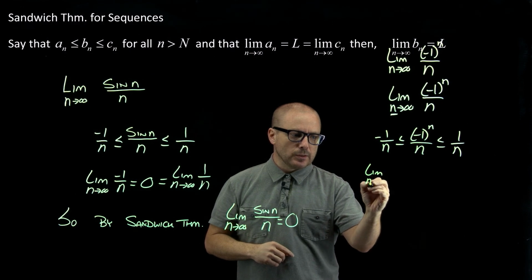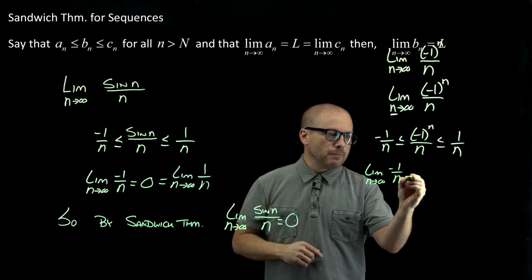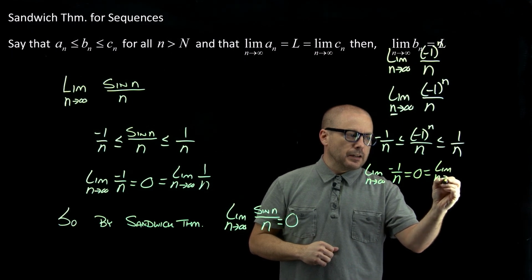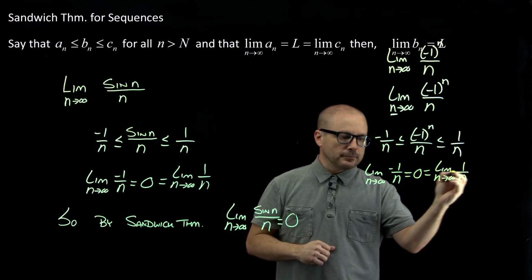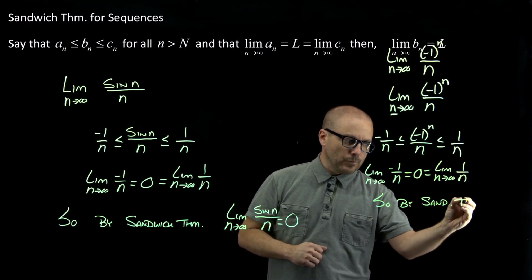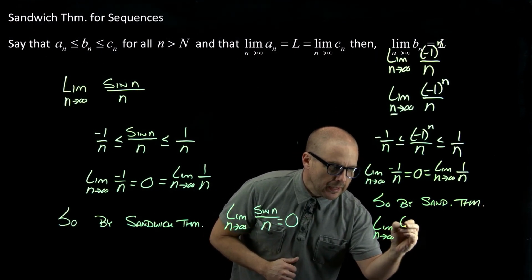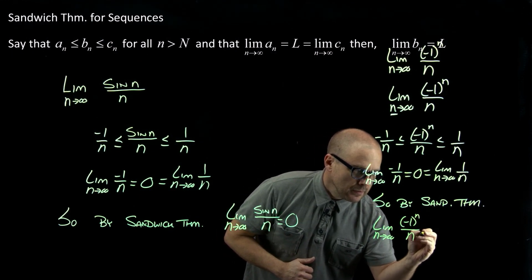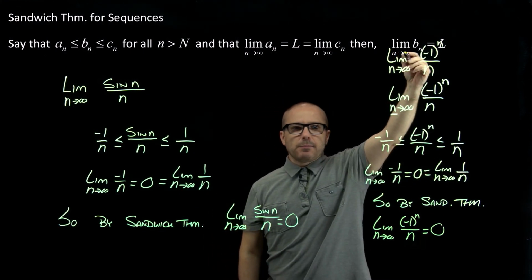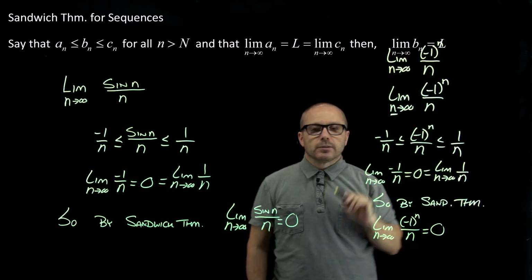The limit as n goes to infinity of -1 over n equals 0, which is also the limit as n goes to infinity of 1 over n. So by sandwich theorem, the limit as n goes to infinity of -1 to the n over n equals 0. Trapped in between. Again, you couldn't use the limit properties, right? Because the limit of this doesn't exist. It's just going 1, -1, 1, -1.